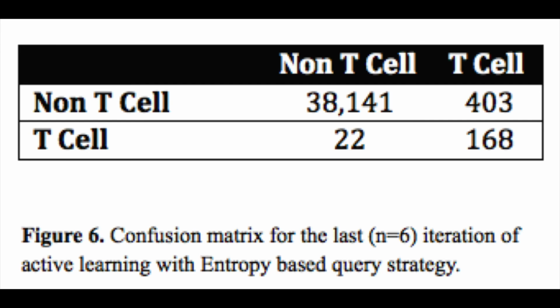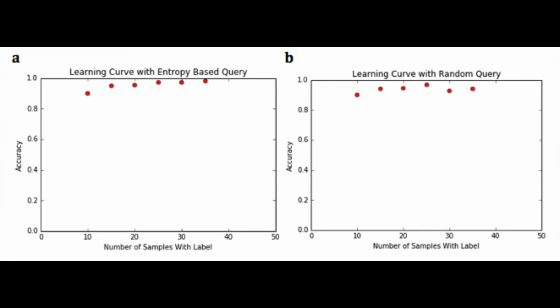Final confusion matrix is shown in the current slide. Additionally, we tested 2 different query strategies, entropy-based and random sampling. While both strategies performed well, entropy-based demonstrated slightly higher and more stable accuracy on unlabeled samples.